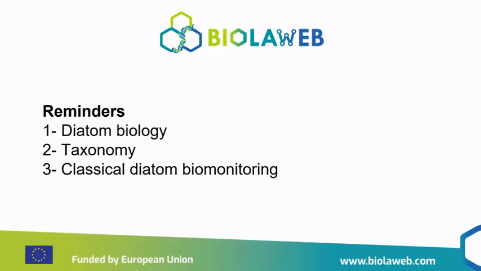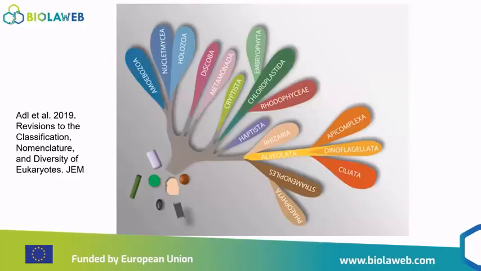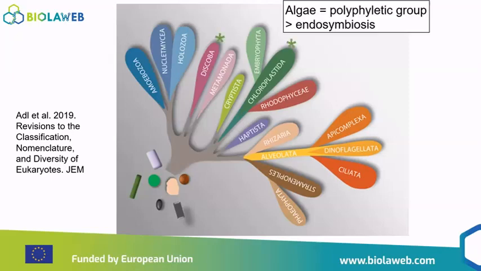Okay, so let's continue with taxonomy. Maybe you know this tree, where they made a revision of the eukaryotes. So where are diatoms? I put some stars here. The green stars show that we have algae everywhere. This is explained by endosymbiosis. It's a completely polyphyletic group.